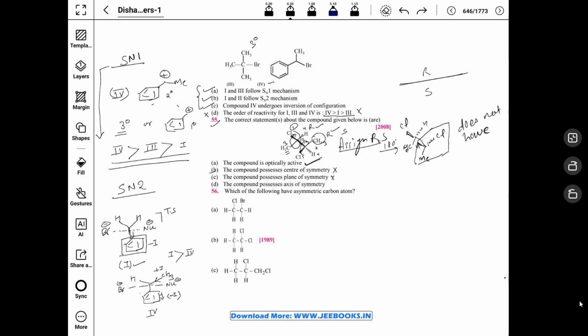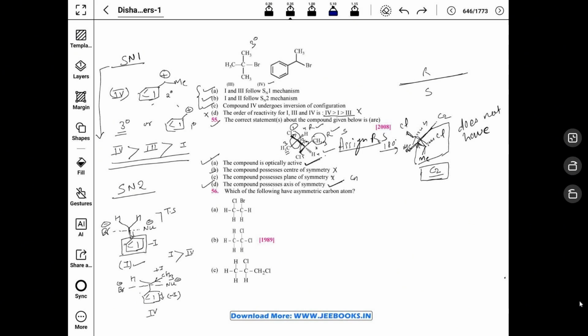No. Does the compound possess an axis of symmetry? Yes. When the compound is chiral, it has a Cn axis of symmetry, and you can easily see that this compound, which is a conformation of this, if you rotate around the C2 axis, which is perpendicular to this line, then you get exactly the same molecule. So on giving C2 axis rotation, you get an indistinguishable isomer, and hence this compound has a C2 axis of symmetry. So therefore the correct answer will be A and D.